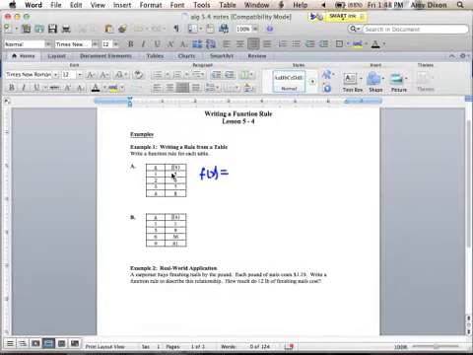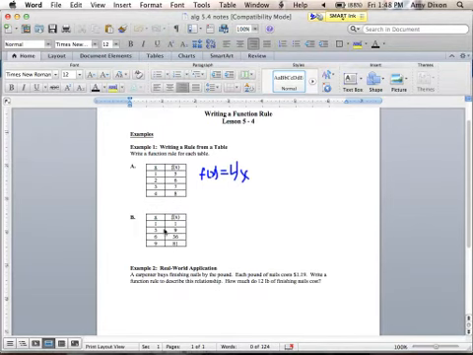We have 1 to get to 5, 2 to get to 6, 3 to get to 7, 4 to get to 8. The common pattern for getting from x to f of x looks like we're adding 4. Let's just check. 1 plus 4 gives you 5. 2 plus 4 gives you 6. 3 plus 4 gives you 7. 4 plus 4 gives you 8. It works for all of them. So we call that x plus 4. That will give you your output. So you take whatever is on the x side and you add 4 to get f of x.